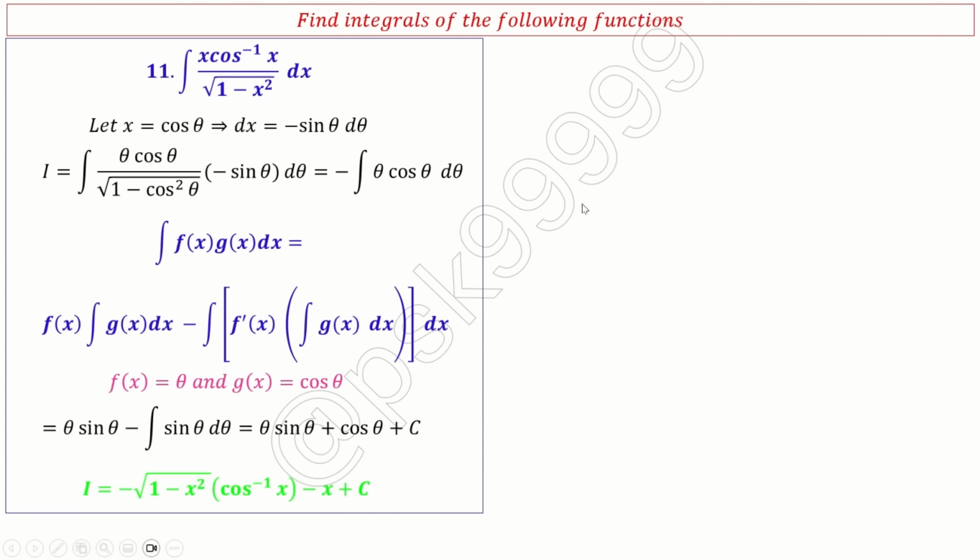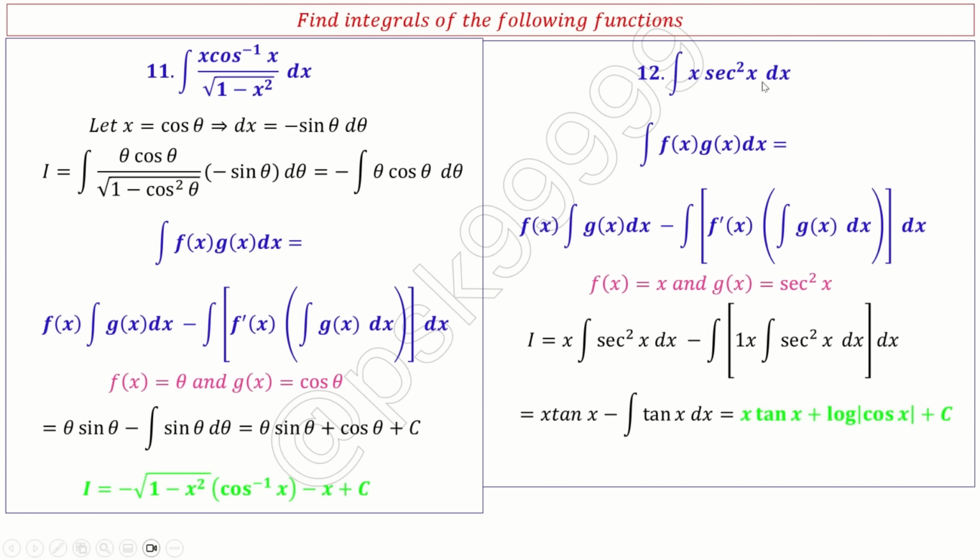Okay, next. X secant square x. I think you can do this straightforward because you have the value for integration of secant square x, right? Secant square x integration is possible. So you take x as f of x because algebraic is above trigonometric in ILATE, correct? So x is f of x, g of x is nothing but secant square x. Then we can straightforwardly substitute into the formula and we will get the answer. Okay, next.